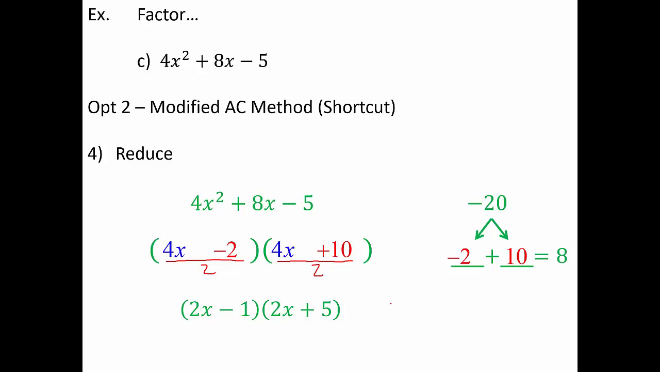And again, this technique also works 100% of the time. As long as I pull out the GCF first, if there is a GCF on the original problem, this method will always work. And it's always significantly quicker than the regular AC method. Now, just for kicks, here's why it works. Consider that original problem, 4x squared plus 8x minus 5.